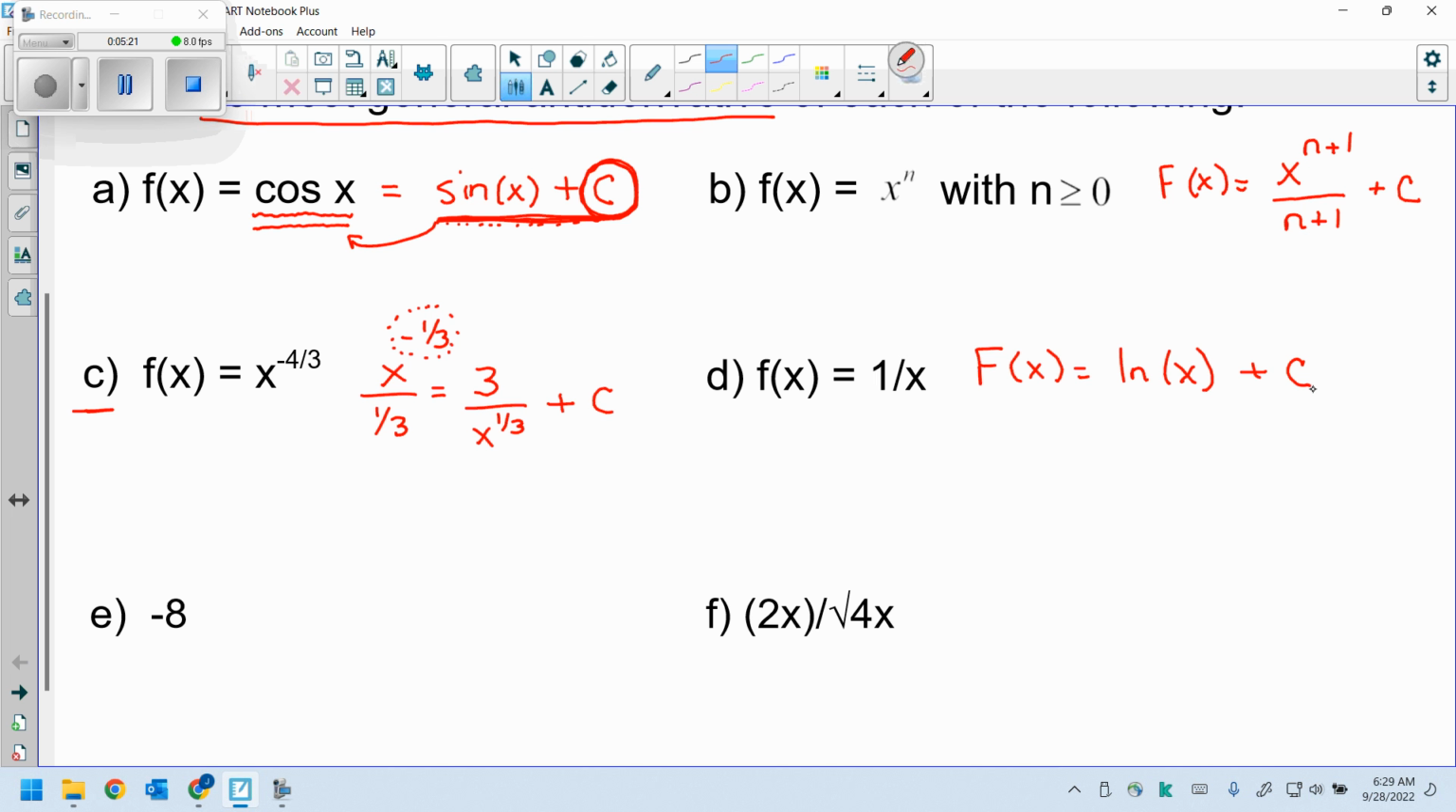Now, one thing that kind of messes people up is, what if we had 5 over x? Well, isn't that 5 times 1 over x? Isn't that 5 a coefficient? Don't coefficients come along for the ride? And we get 5 natural log of x plus c. So don't let that constant throw you off. Just 5 times bigger than it used to be.